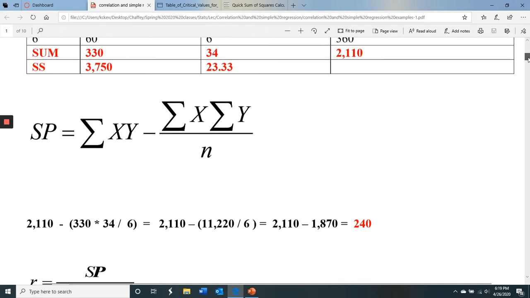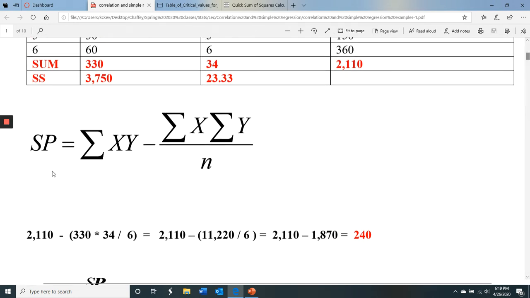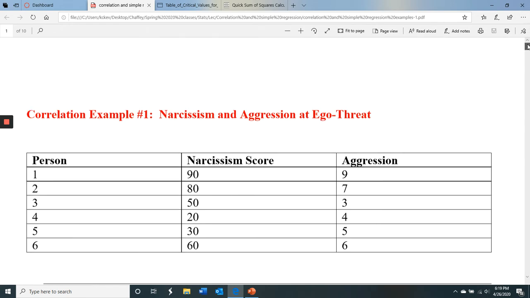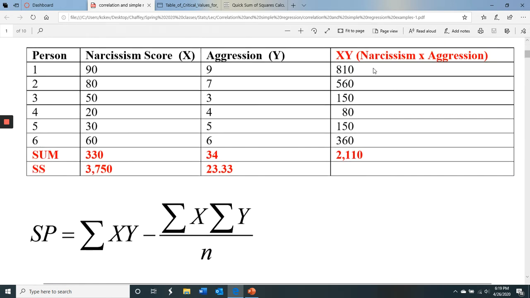So remember that the cross product, which is on top of that ratio for the R, the SP, is the sum of XY. So remember, XY is over here, minus the sum of X, which is here, times the sum of Y, which is here. Sum of Y is 34. And N we know is 6. There's 6 scores there, so we just plug it in.